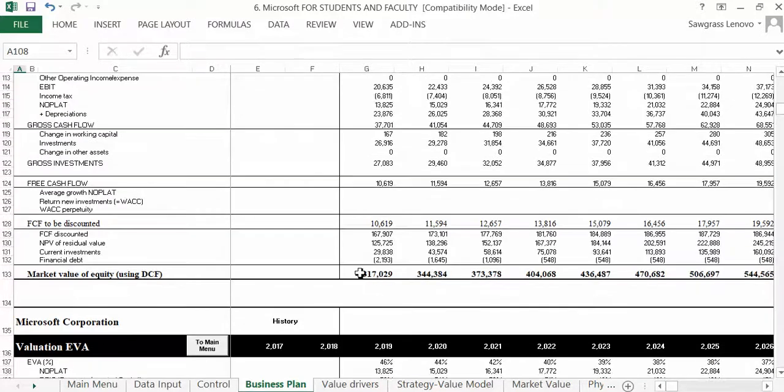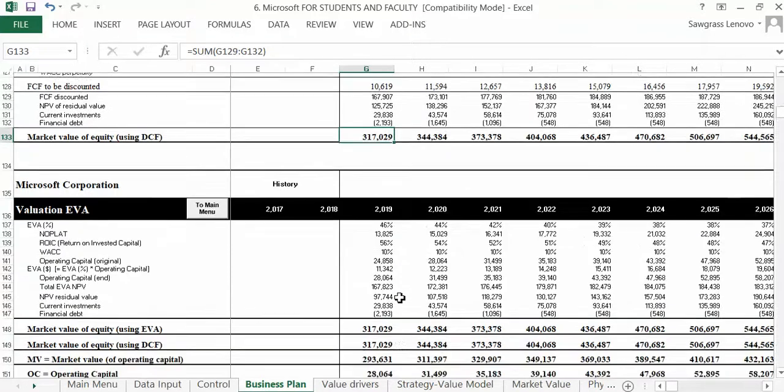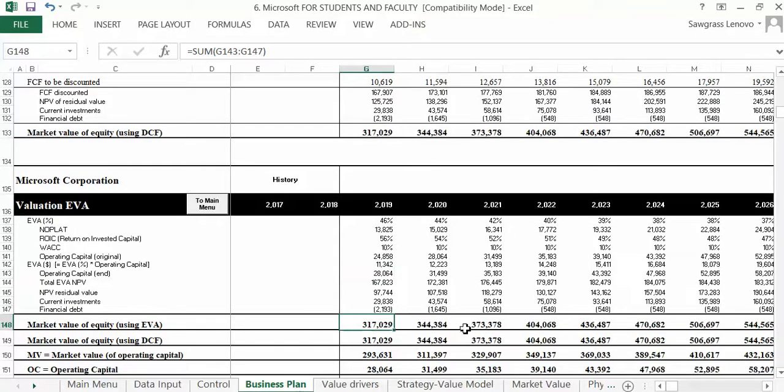And the neat thing is that the value that the system calculates or assesses for the value of the company is identical using DCF. You see here 317,029, and using EVA 317,029. So it gives you some power to the EVA. It's not just a theoretical thing. No, it's a model that really helps to calculate the value of the company.